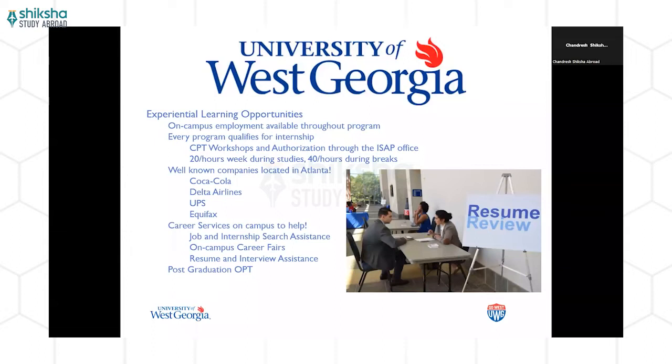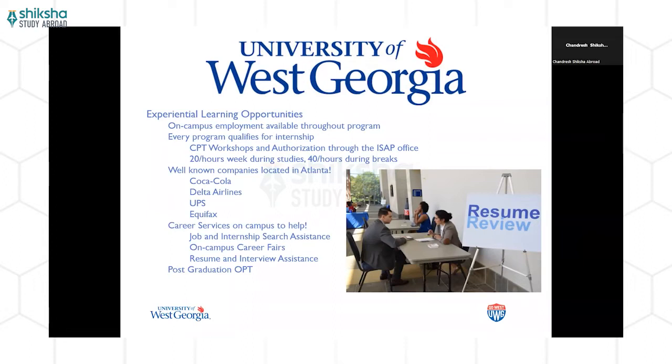On-campus employment is available throughout your program. Every program does qualify for an internship, and that would be under the government's CPT, or Curricular Practical Training, system, where you're able to work off campus as part of your international student experience in the United States. For this, we do offer CPT workshops and authorization through my office, the ISAP office.